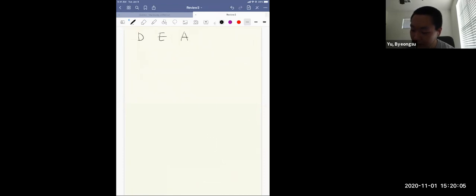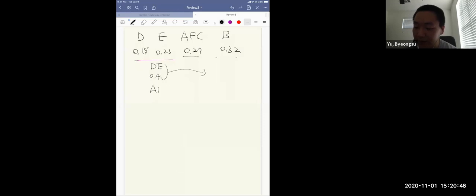So I'll put it in the next page. DE, AFC, and B: 0.18, 0.23, 0.27, 0.32. Then again, just concatenate the leftmost two characters. If you add this, then 18 plus 23 is 41. And 0.41 is actually greater than the others, right? So you need to put it in the rightmost position. So it should be AFC 0.27, B 0.32, and DE 0.41.